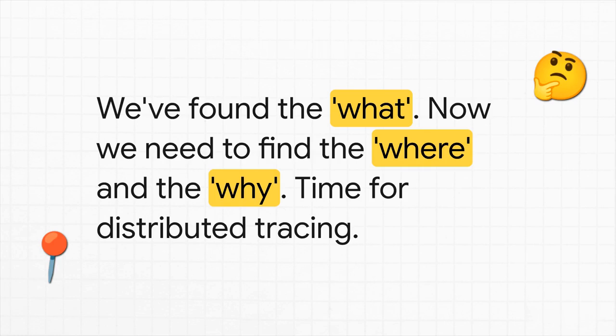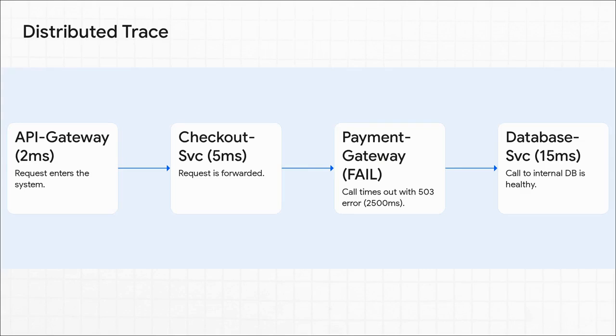Why is it failing? Is it a bug in our code? Or is it having trouble talking to something else? For that, we need to trace a single failed request through its entire journey. And this trace, well, it tells the whole story.